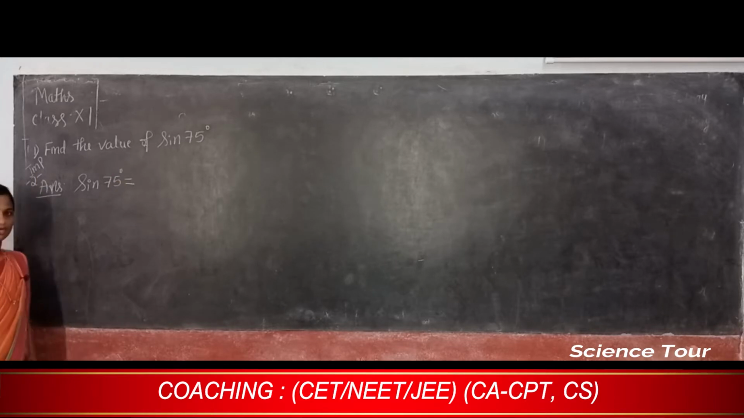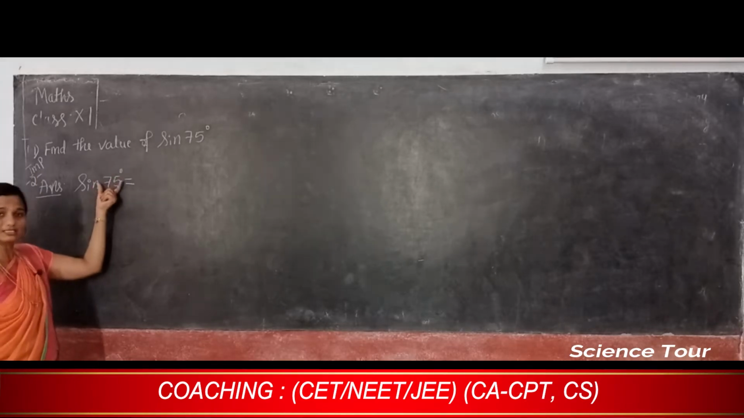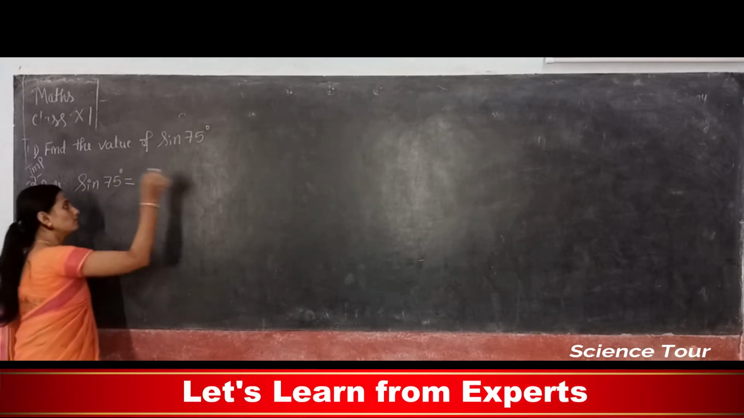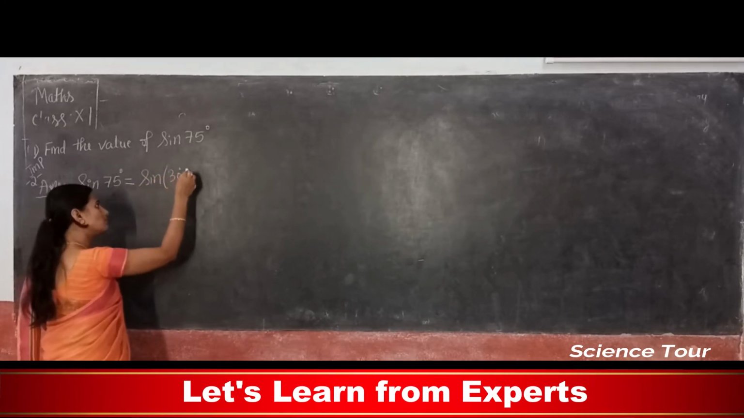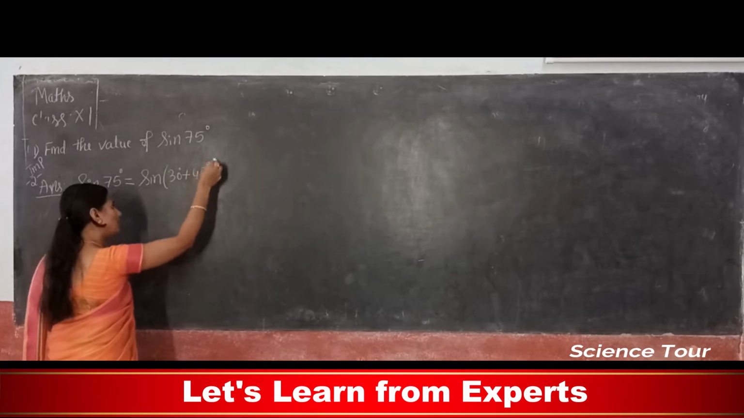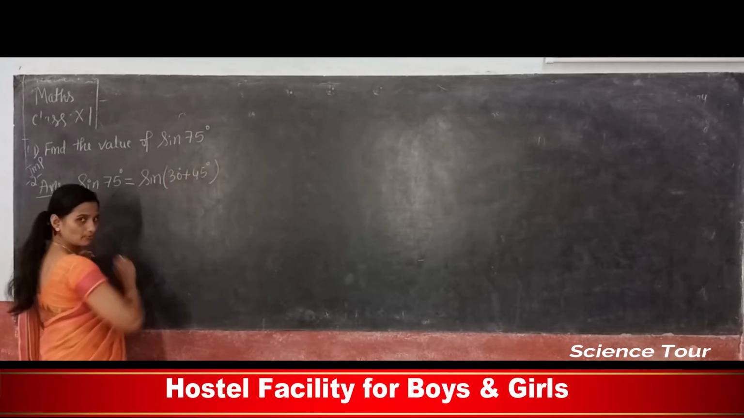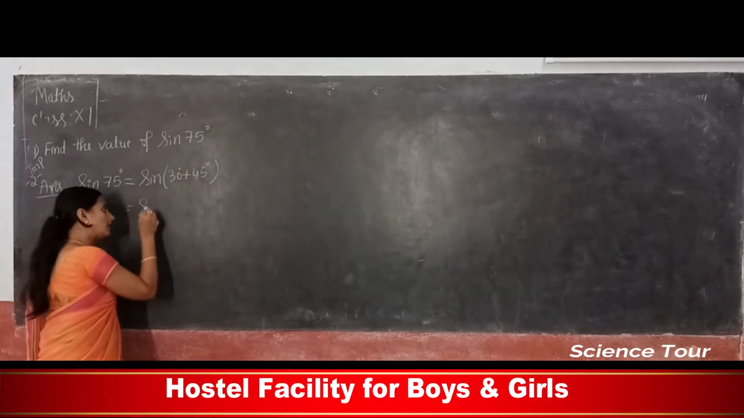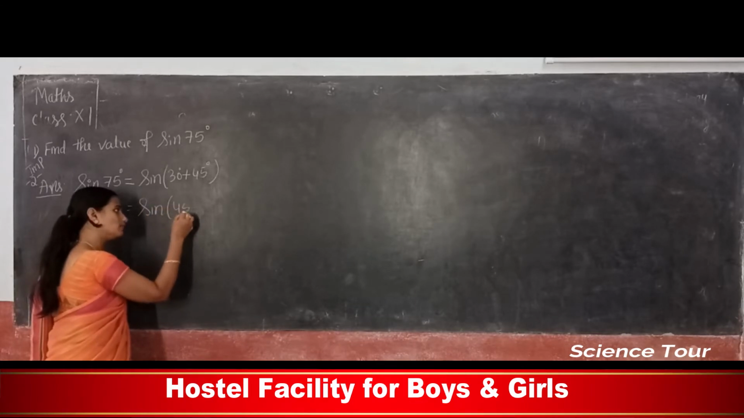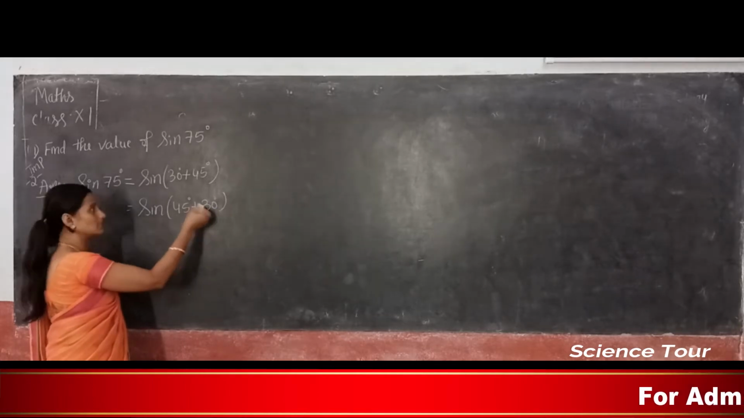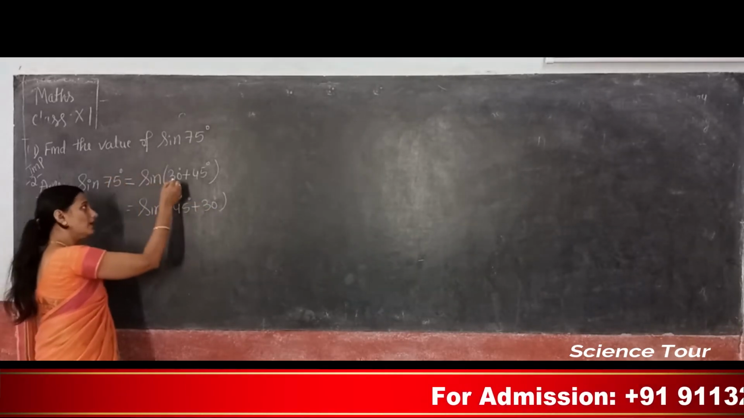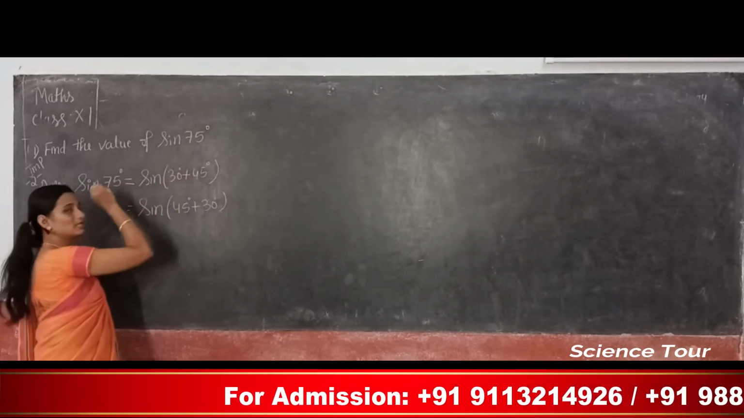Sine 75 degree. So now I will split this 75 as, from your table, sine 30 plus 45 degree, or you can write sine 45 degree plus 30 degree. 45 plus 30 is 75 degree. 30 plus 45 is 75 degree.